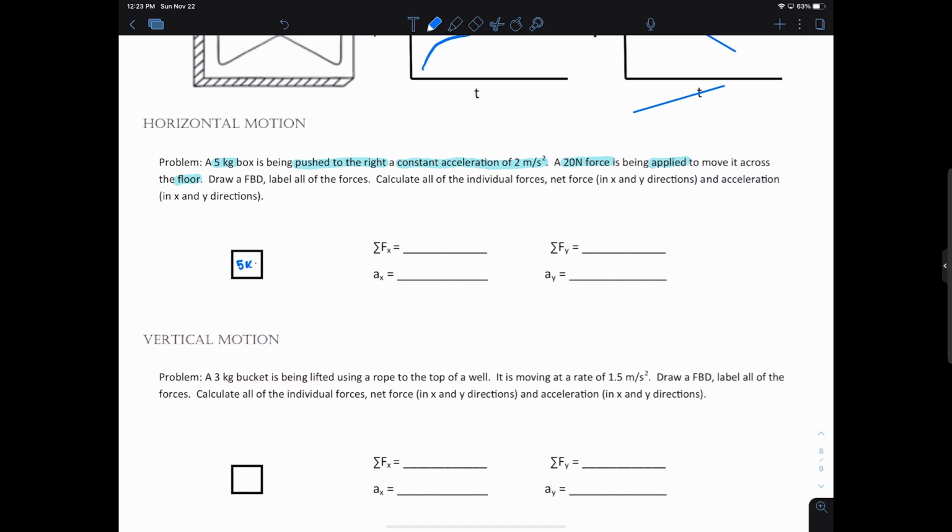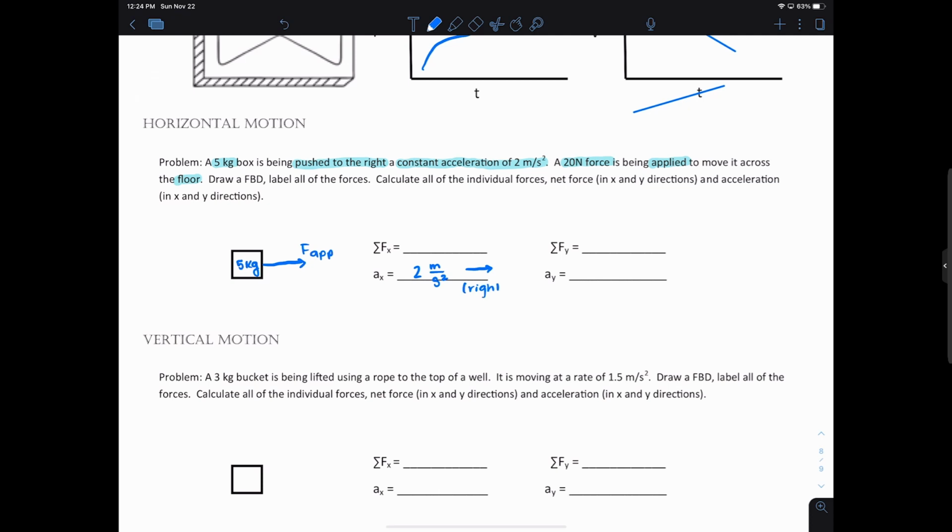First thing is always that 5 kilograms inside the box. It's being pushed to the right, so that tells us there's an applied force, F app, to the right. They tell us that there's a constant acceleration of 2 meters per second squared. And since it's to the right, that would be an acceleration in the X direction. So that would be 2 meters per second squared, and you need to have some designation to the right. I'm just using an arrow to indicate that we're going to the right. You could write out the word right, but I think an arrow is adequate.